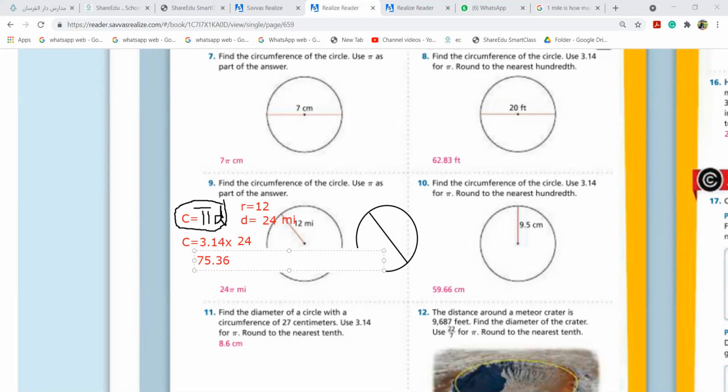75.36 mi. Now girls, this is one answer, or if you don't write the value of pi, you can just write 24 pi mi. 24 pi mi. Because they told in the question to find it with pi, but I wanted you to solve it here, Miral. That's why I did the question the other way. 24 pi mi.